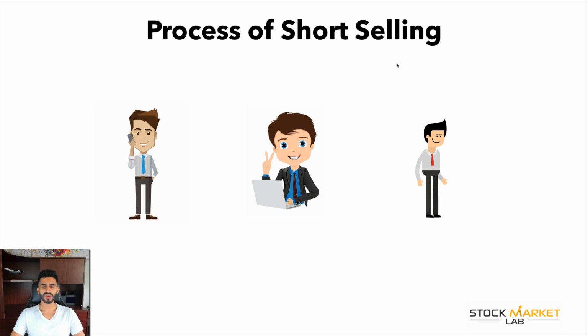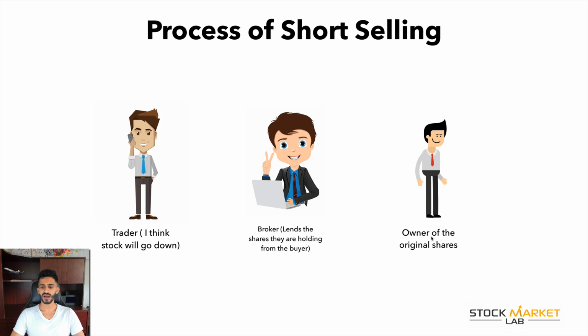Now let's go over the process of short selling in the trading world. It's a little bit different. It's the same idea, but with a little bit of difference. Now here is the trader. The trader thinks that the stock will go down, right? Next we have a broker. The broker is the one who lends the shares they're holding from the buyer. And then obviously we have the owner of the original shares. So let's say we have Bob. Let's say we have John, okay? And let's say this is just the broker, right?